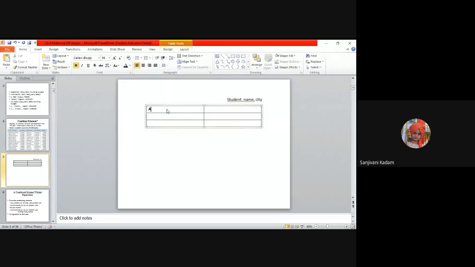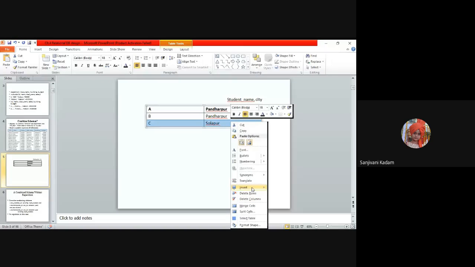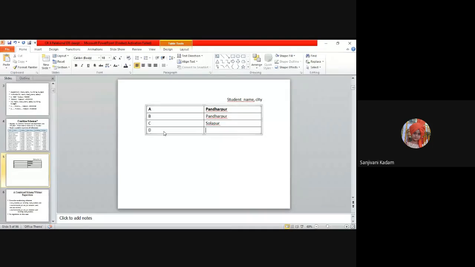Consider I have student A who is living in Pandharpur. I have student B who is also living in Pandharpur. Another student C lives at Solapur. Let us take this as the first name of the student. I also have a student living in, consider, Pune. Now, based on the name of the student, can we guess in which city the student is living? This belongs to the address part of the student.